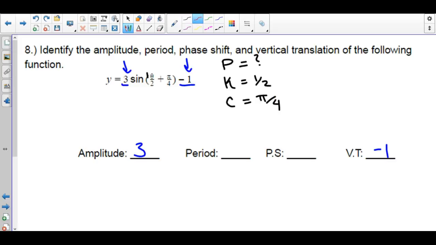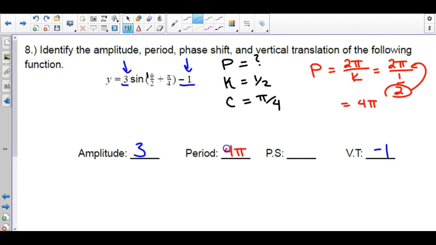So I'm going to use the formula that we did for period before, which says p is equal to 2 pi over k. So in this case, that would be 2 pi over 1/2. And the 2 is really just going to multiply by my numerator, so my period is going to be 4 pi.